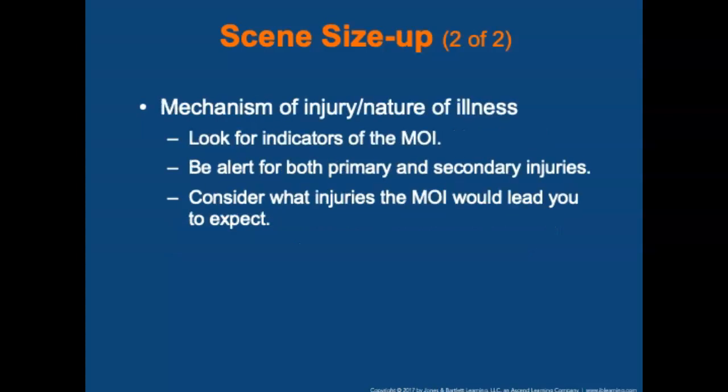Also, within mechanism of injury, look for any indicators. Be alert for both primary and secondary injuries. Primary injuries occur as a result of the mechanism of injury. Secondary injuries are a result of what happens after the initial injury. Consider what injuries the MOI would lead you to expect.